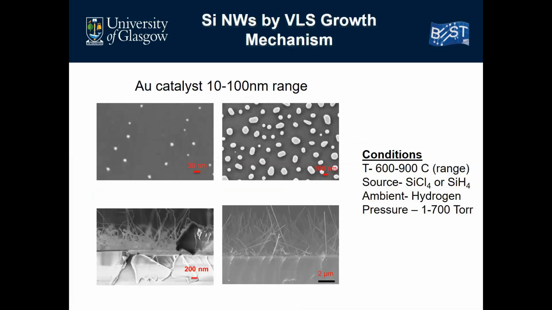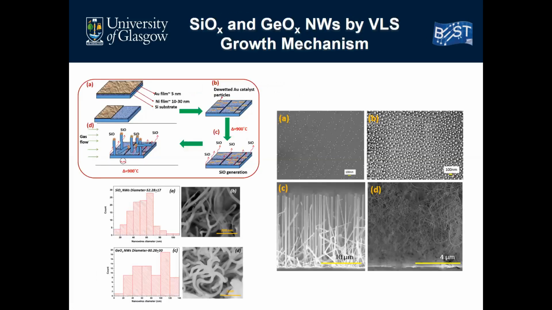This slide explains briefly how the diameter of the nanowire is decided by the catalyst particle. The top left image shows a sub-20 nanometer catalyst particle, which was used to grow silicon nanowires in the sub-20 nanometer range, whereas a catalyst particle of around 100 nanometers has been used to grow silicon nanowires using a CVD approach.